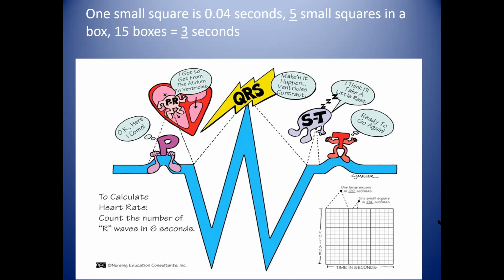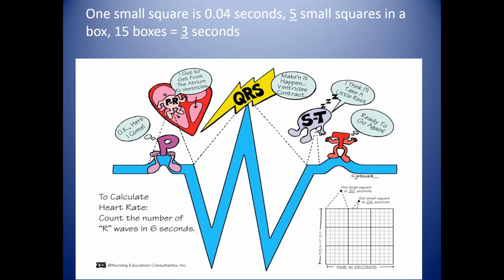15 of these big boxes is a 6-second strip. 15 of the little boxes are a 3-second strip. And we generally analyze 6-second strips. So how many boxes would be in a 6-second strip? 30, right? So when we're analyzing EKG strips, we usually analyze a 6-second strip, which is 30 boxes.